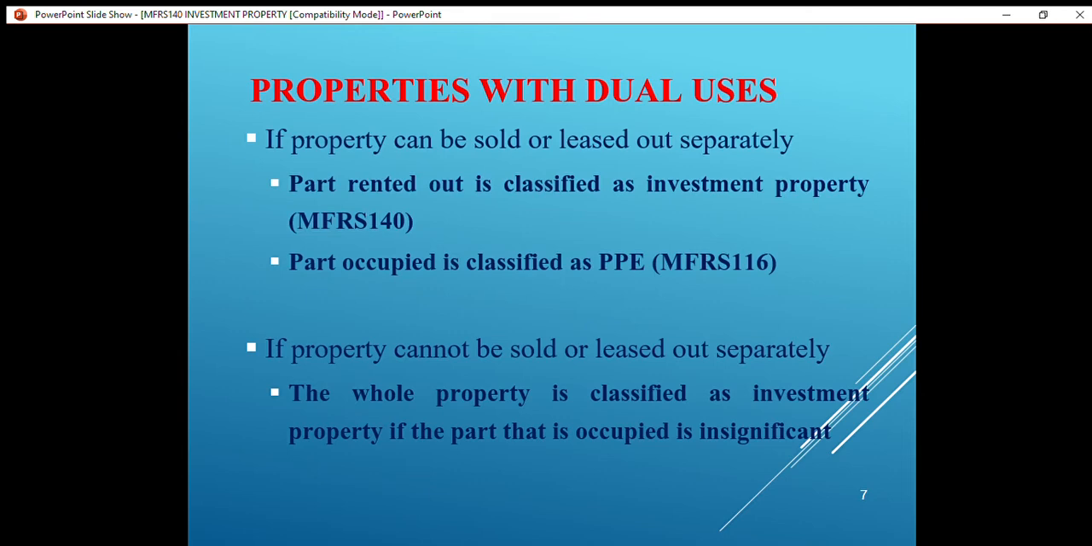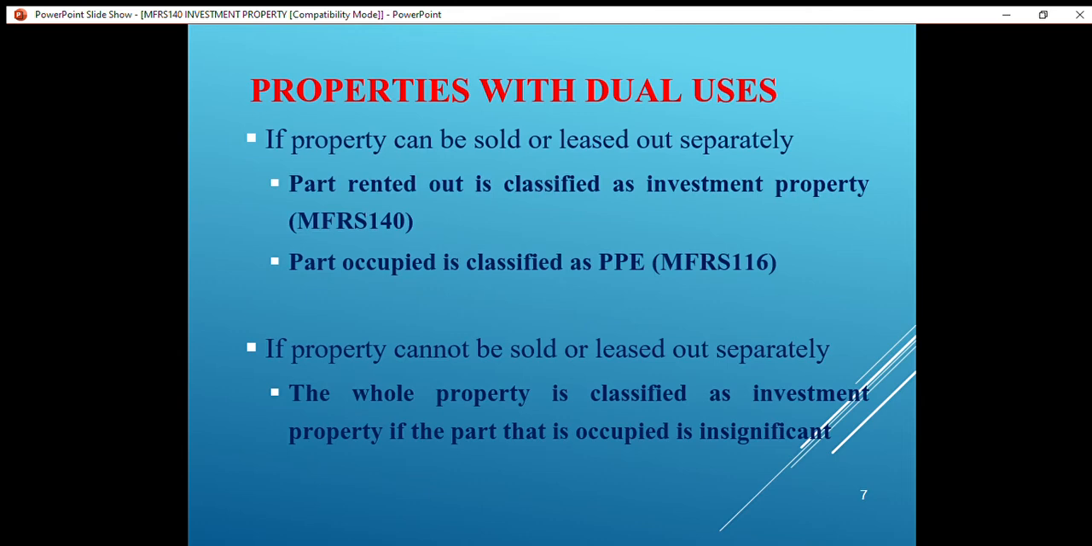All right. So in that particular situation, can we classify the whole building as an IP? In this situation, we have to look into the significance of the portion used for owner occupied. If the portion used for owner occupied is insignificant to the arrangement of the property as a whole, the whole property can be classified as NIP.